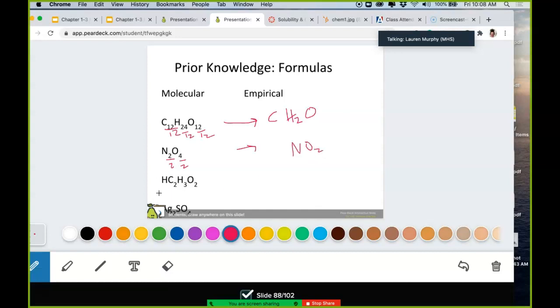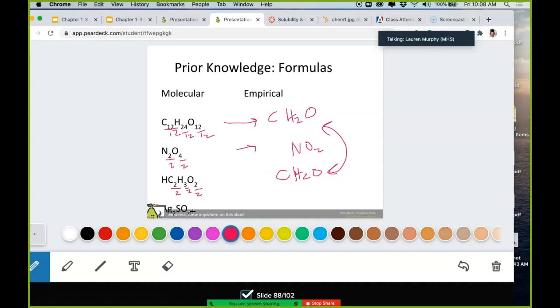Now be careful, this is acetic acid, but there are technically 4 total hydrogens. So yes, this guy can be reduced. This is divided by 2, this is divided by 2. There's technically 4 hydrogens, so if you divide that by 2, you end up with CH2O. Notice that these guys' empirical formulas are the same, but their true formulas are not. These are 2 totally different substances. However, their empirical formulas are the same because empirical formulas aren't necessarily the true formula.